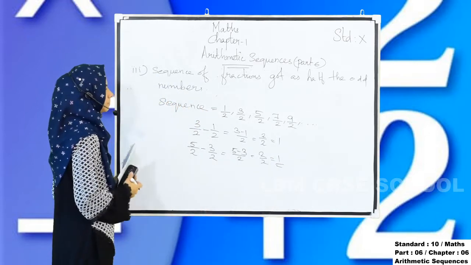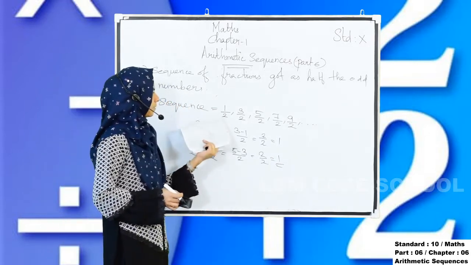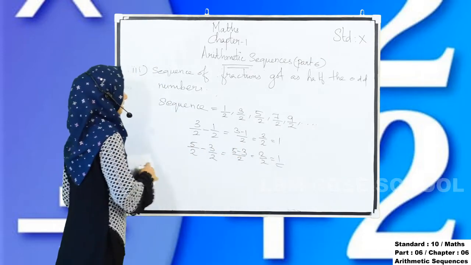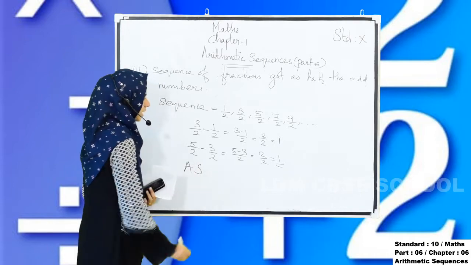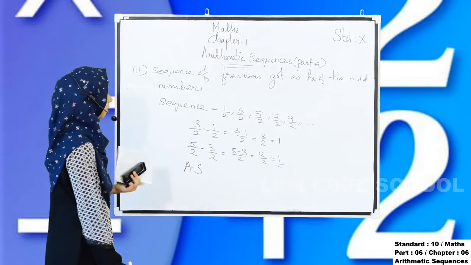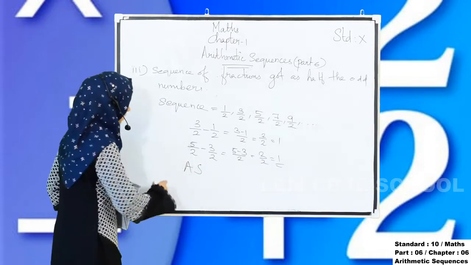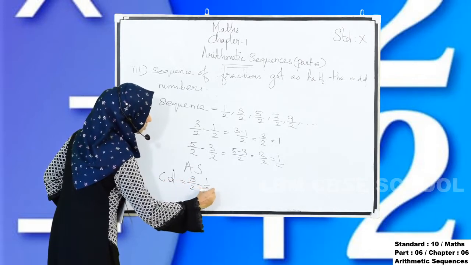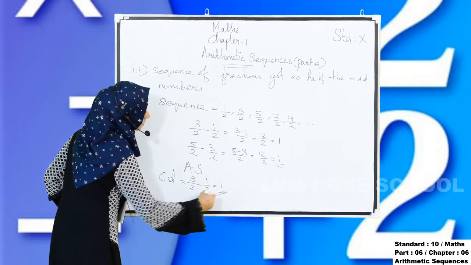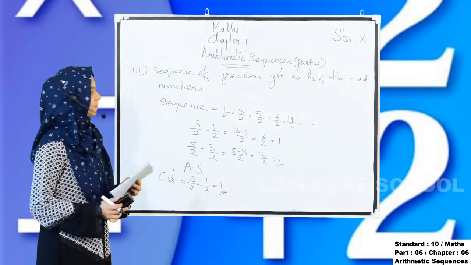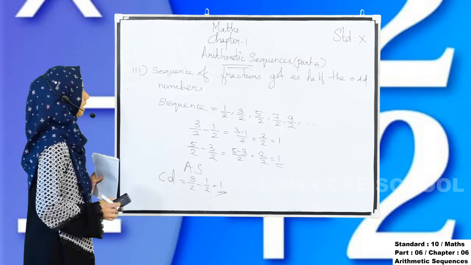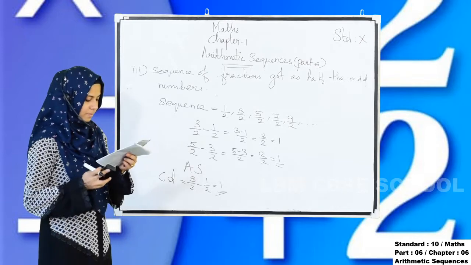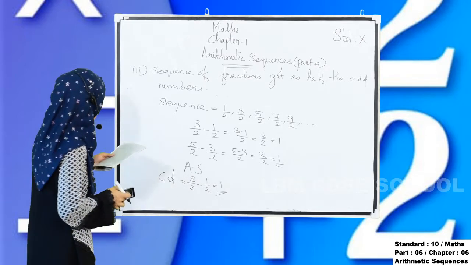So in between all the terms the difference is same, then we can say that it is an arithmetic sequence. It is an arithmetic sequence. Then what we got as common difference is equal to 3/2 minus 1/2, that is equal to 1. Understand? So the sequence of fractions got as half the odd numbers was also an arithmetic sequence. Then moving to the next.